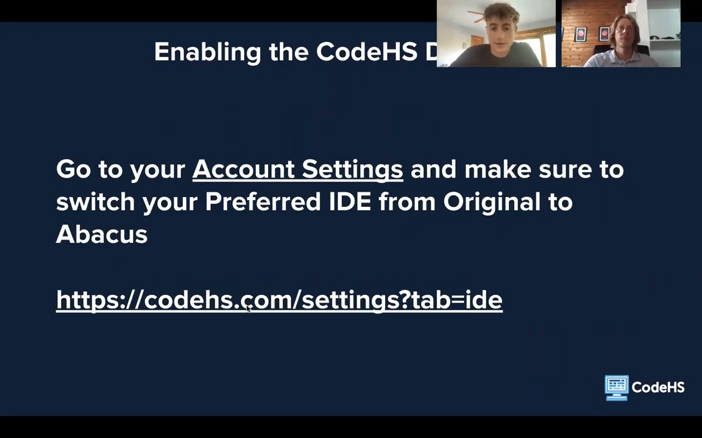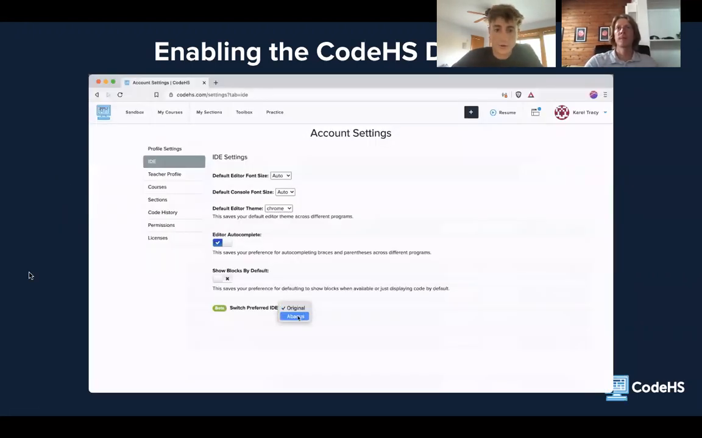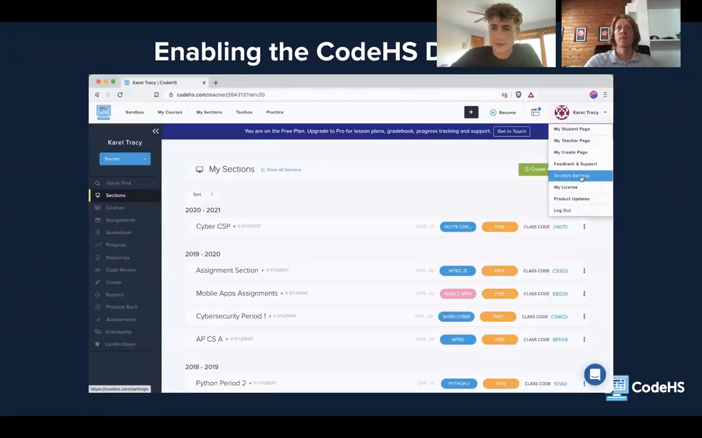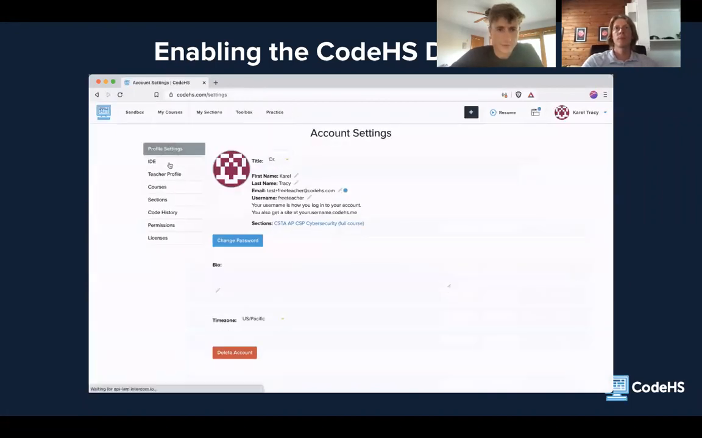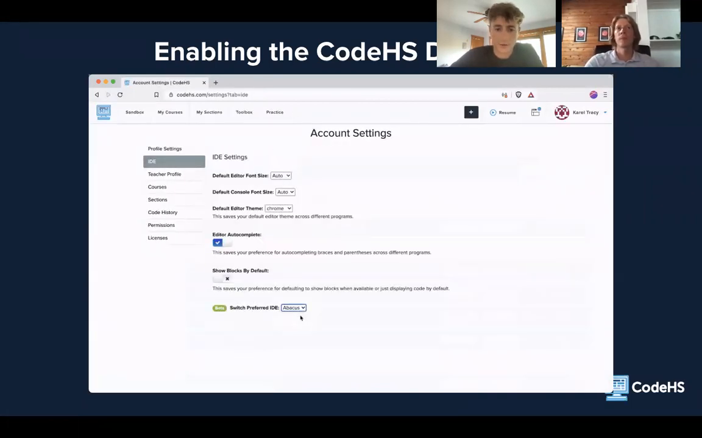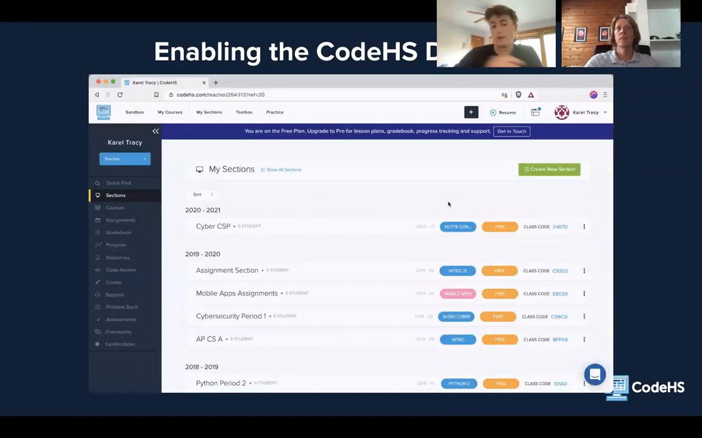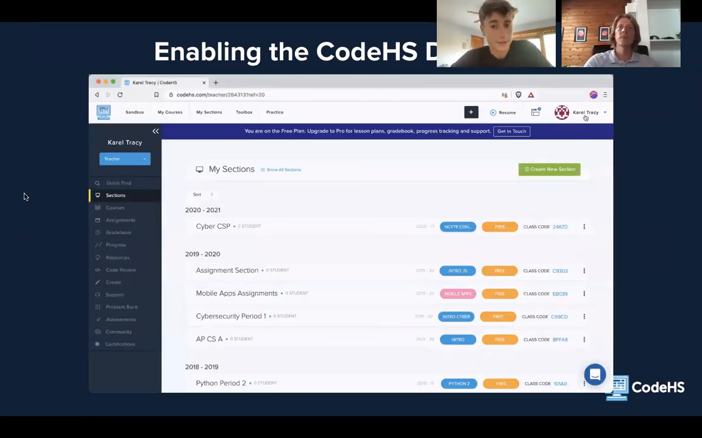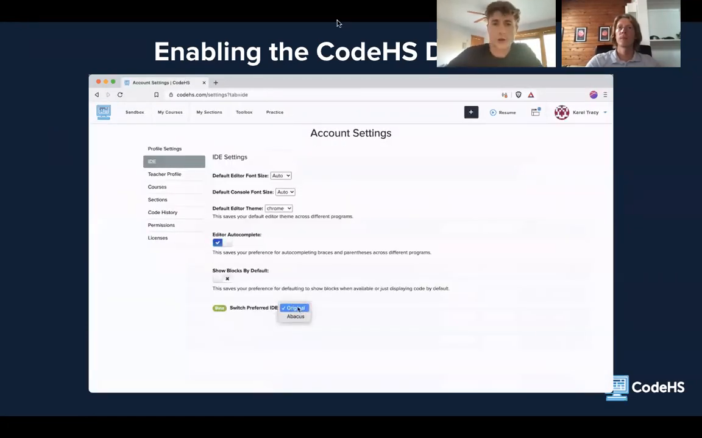To get to your account settings, you can either use this link here in the slides, which we'll send out later, or we can go over to the upper right corner, click your name, and choose account settings. From here, we want to check out the IDE settings. We want our preferred IDE to be Abacus as opposed to original. This will ensure that for any Python 3 or Java programs, you're in the latest development environment, which includes the debugger. Sweet, so that's how we enable it. These slides will be available, and there are help articles available on CodeHS later, so you can always come back to this.